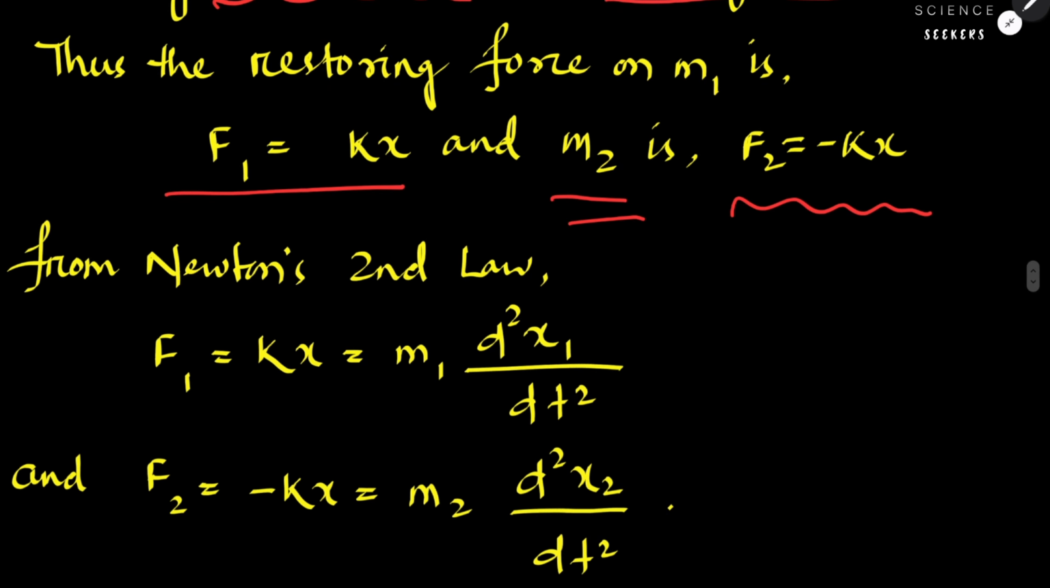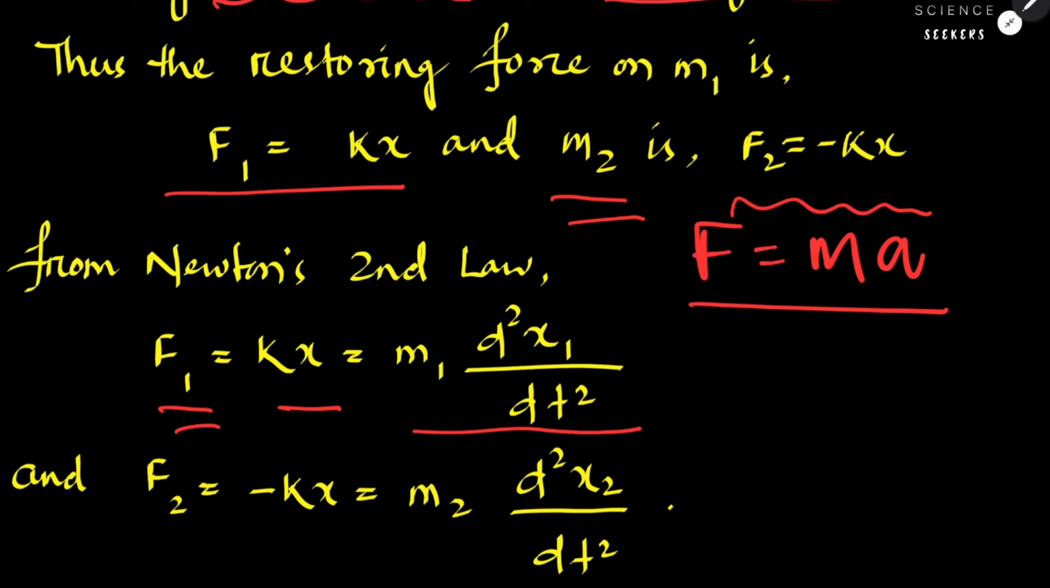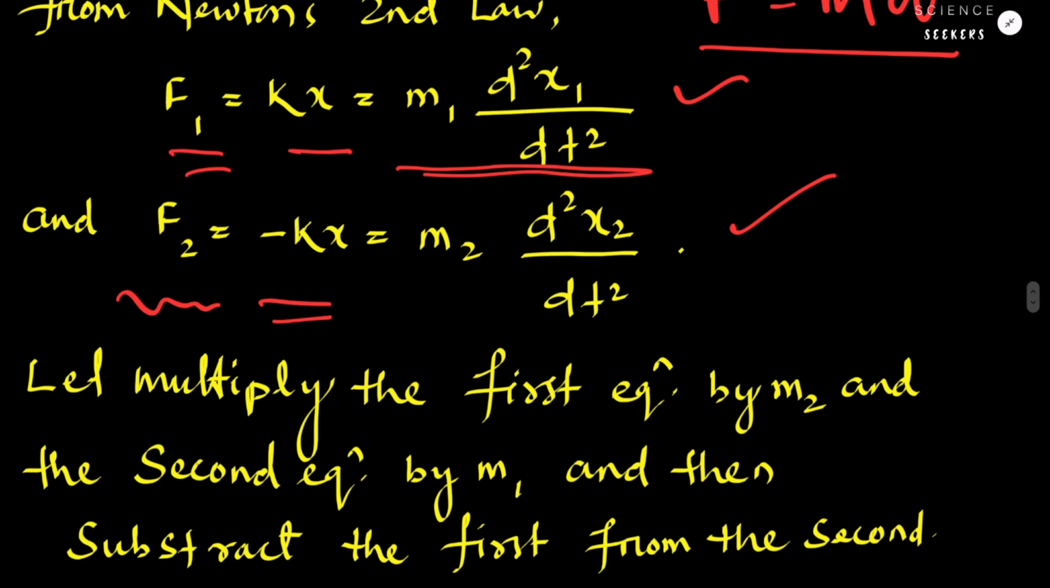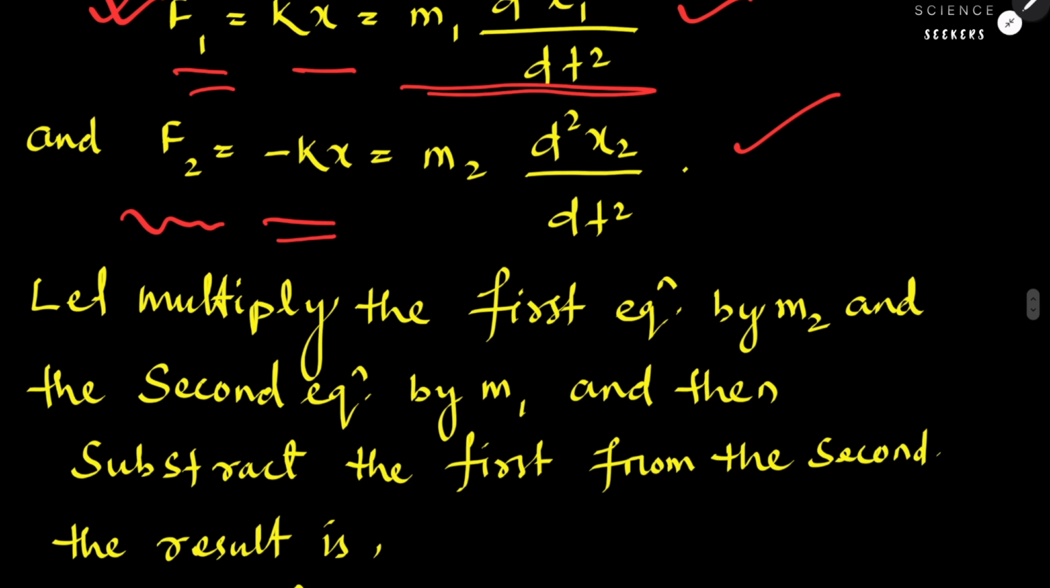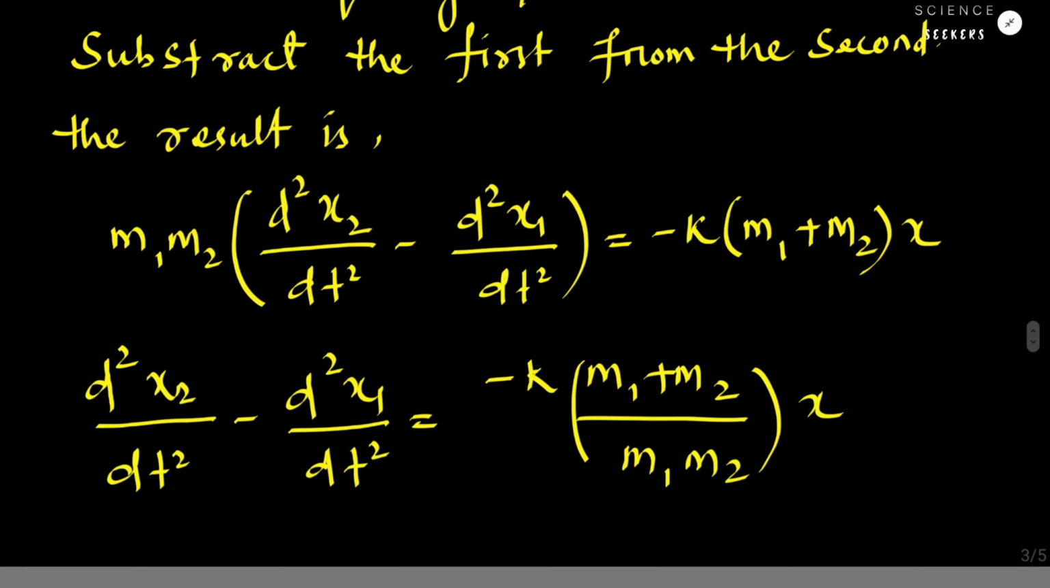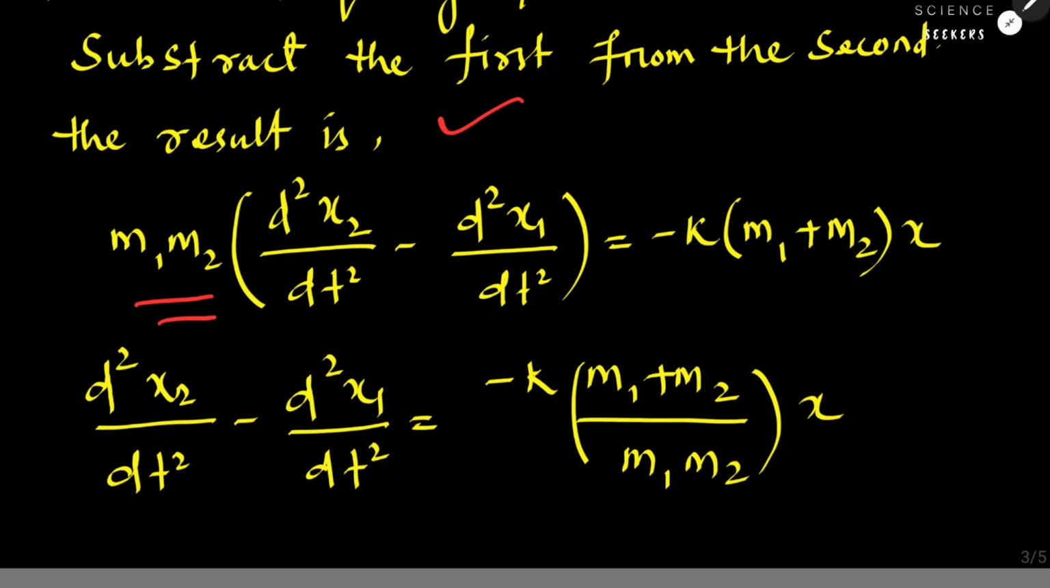We know from Newton's second law, F equals ma. So F1 equals kx, which equals m1 d square x1 by dt square. The next force F2, that is minus kx, equals m2 into d square x2 by dt square. Multiply the first equation by m2 and the second equation by m1. Then subtract the first from the second, and the result will be m1 m2 whole into d square x2 by dt square minus d square x1 by dt square equals minus k whole into m1 plus m2 into x.